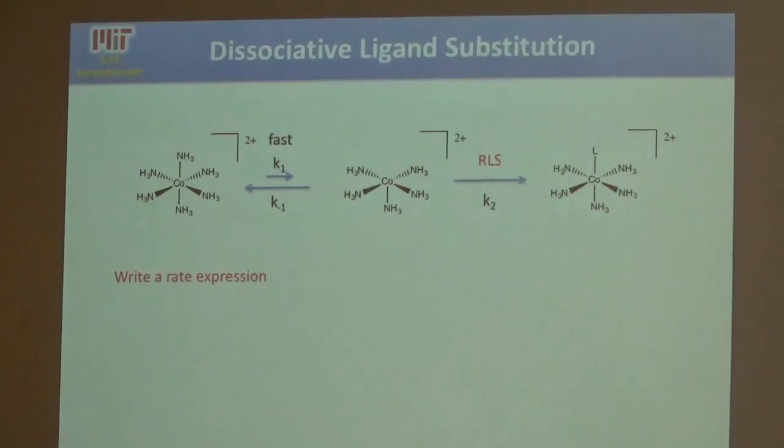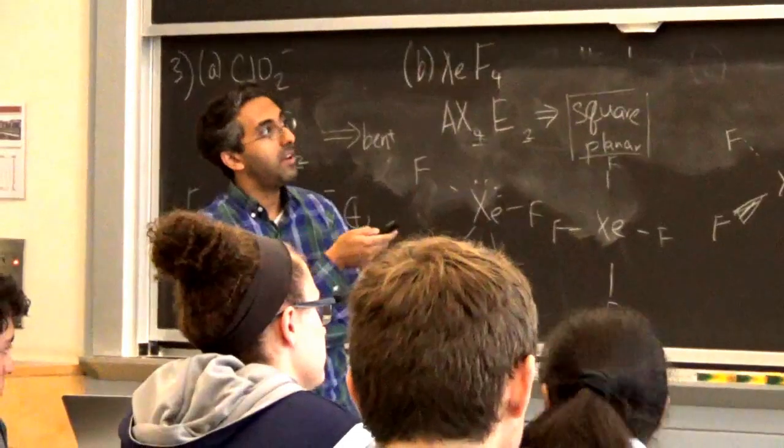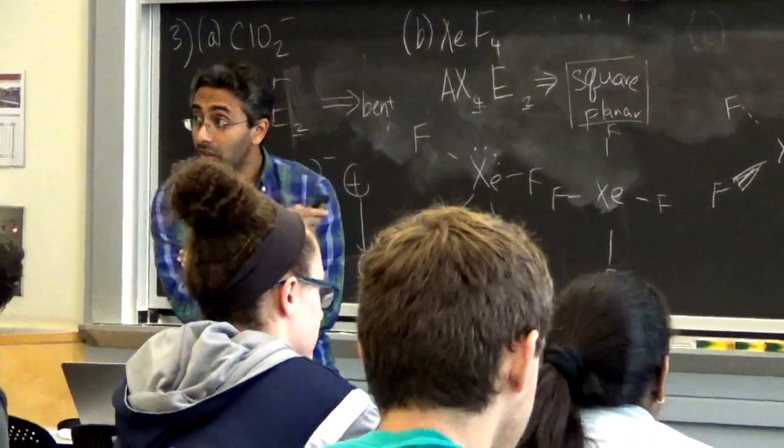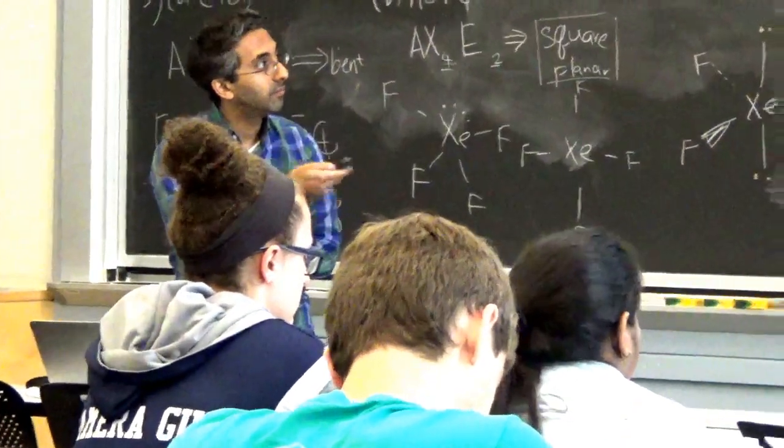Does everyone feel they have something that they've agreed upon? Okay, does someone want to walk me through what would be the first step in writing this rate expression? Okay, go ahead. Find the rate limiting step, which is step 2. Okay, great. And what would be the rate law for the rate limiting step? For the rate limiting step, it'd be K2 times intermediate times the incoming ligand.